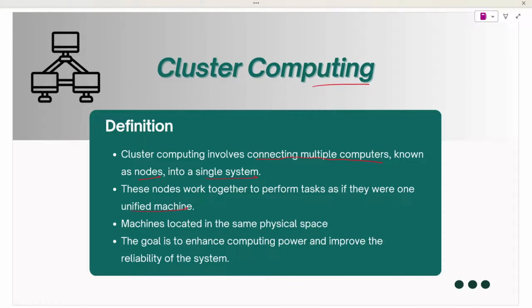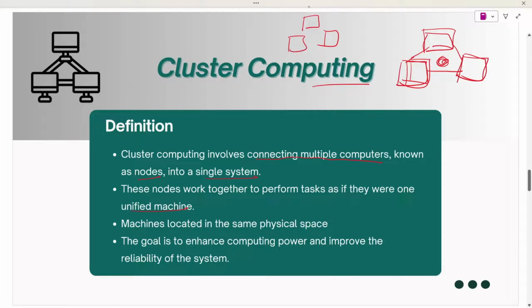So, cluster computing involves connecting multiple computers together to perform tasks. All these machines must be located in the same physical space. As we saw in distributed computing, computers can be placed in any geographical locations and connected to each other. But in cluster computing, they must be located in the same physical space. So as you can see here, the machines are located in the same physical space. The goal is to enhance the computing power and improve the reliability of the system.